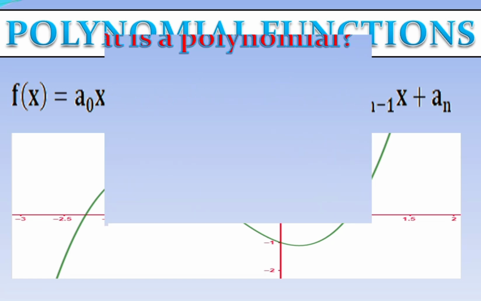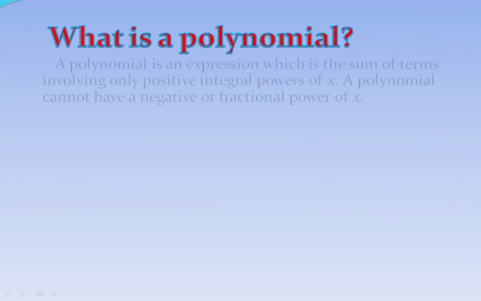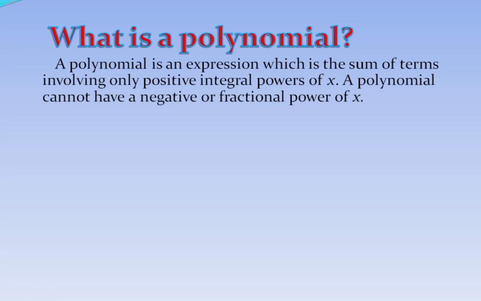All right, good. So what is a polynomial at all? Now in this lesson, we are saying that a polynomial is an expression which is the sum of terms involving only positive integral powers of x. Yes, so when you sum up some terms which have positive integral powers of x, then we say it is a polynomial. So remember that a polynomial cannot have a negative or fractional power of x. The moment you realize that the exponent or the power is negative or a fraction, then it ceases to be a polynomial function or a polynomial. That is what we are saying.